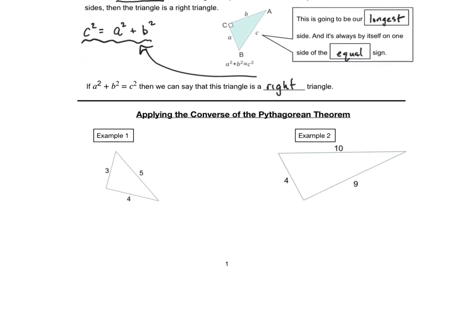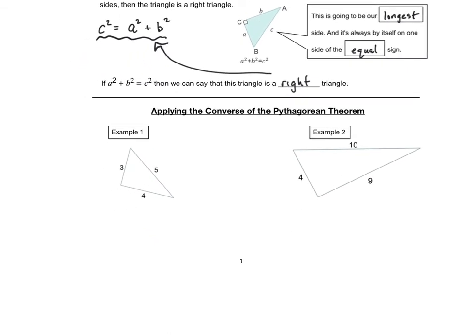So as we go to apply that, do we have right triangles or do we not have right triangles? If we look at example 1, we do some substitution. I know that this is going to be my longest side, so that would be C. I could call this one A and this one B. So I end up with A squared plus B squared equals C squared. So A is 3. Do the substitution. I know from experience, and some of you may say, well, that's 3, 4, 5. That is a Pythagorean triple. But we will just continue to do the math just to show it.